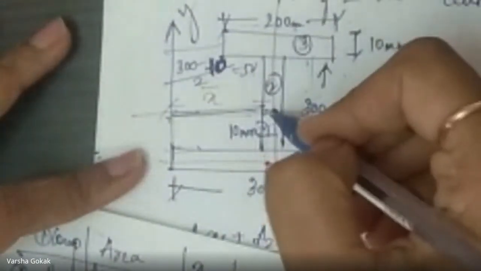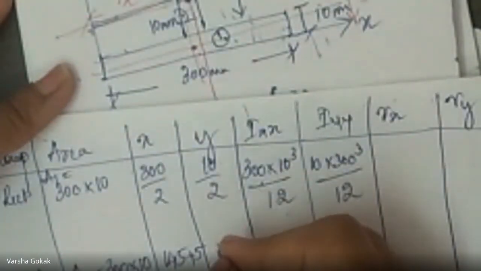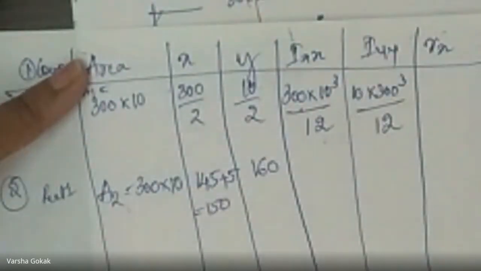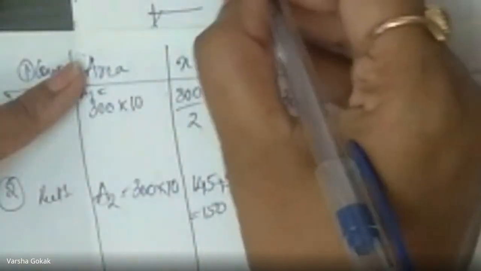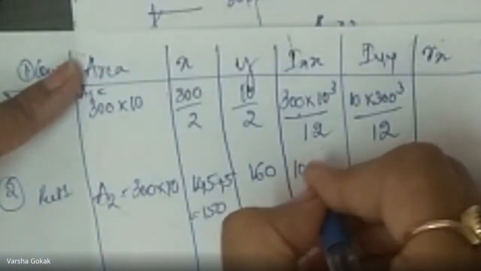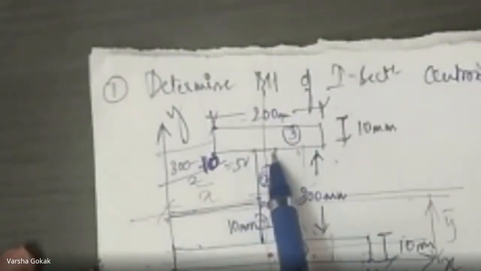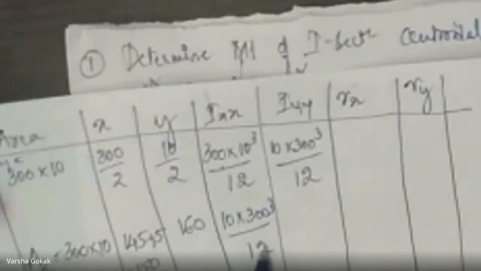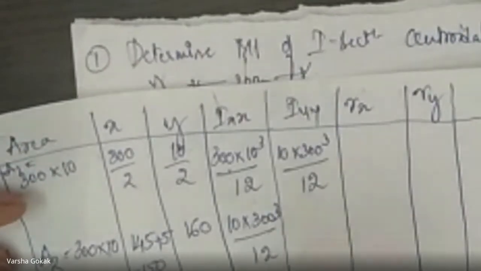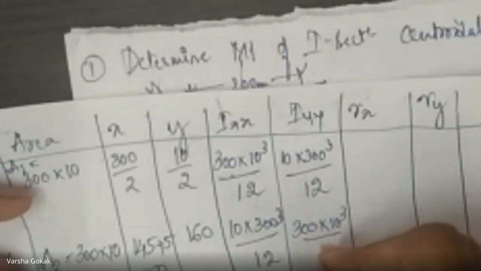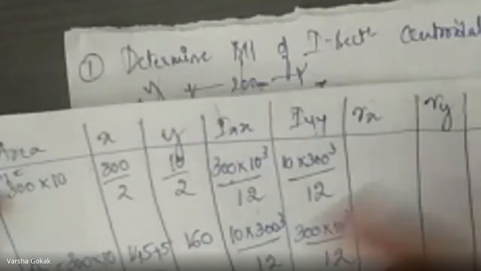What about y for this figure? It is 300 by 2 plus 10. So 300 by 2 is 150 plus 10 is 160, the value of y. IXX, B D cube by 12. So 10 into 300 cube by 12. For this second element, B is 10, D is 300. So 10 into 300 cube by 12. And IYY is D B cube by 12, 300 into 10 cube by 12.